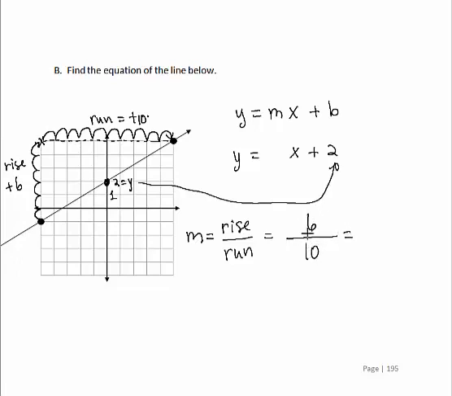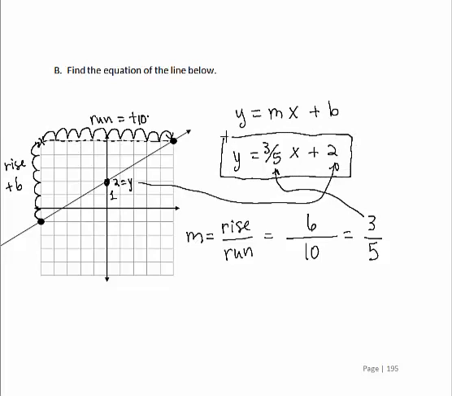So I have a slope of 6/10. This is a fraction. I could simplify it to a 3 over 5, and now I simply take this quantity and I replace the m in the slope-intercept form. And so the equation for my line is y equals 3/5 x plus 2.